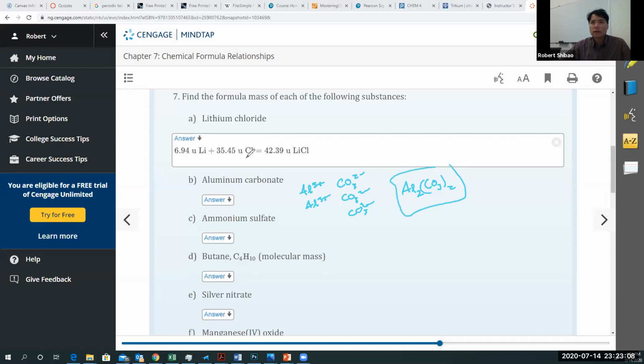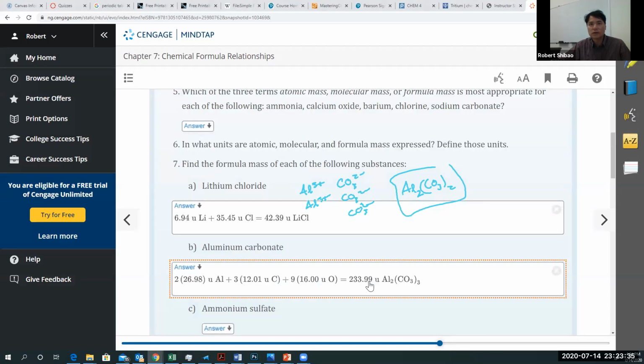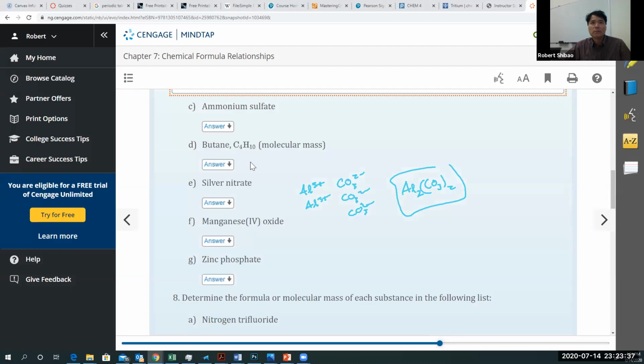And so what I got to do is look up aluminum on the periodic table and multiply by 2, and then I got 3 carbons and then 9 oxygens. Carbon's 12.01, oxygen is 16. There's certain ones that you want to know because they'll speed things up. Aluminum's 26.98 off the periodic table. We got 2 of those. And then carbon's 12.01. We want to memorize that eventually. 3 of those and 9 at 16.00, which is oxygen. It gives me 233.99.